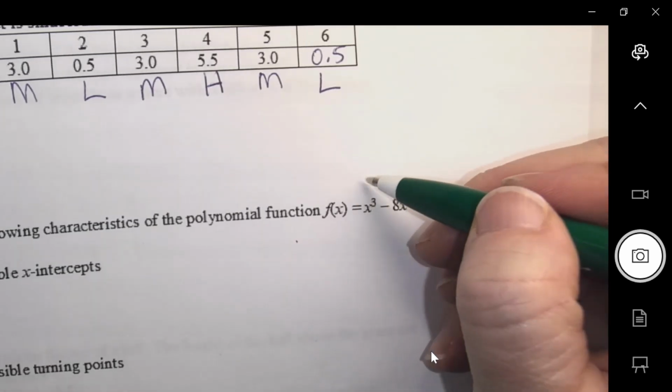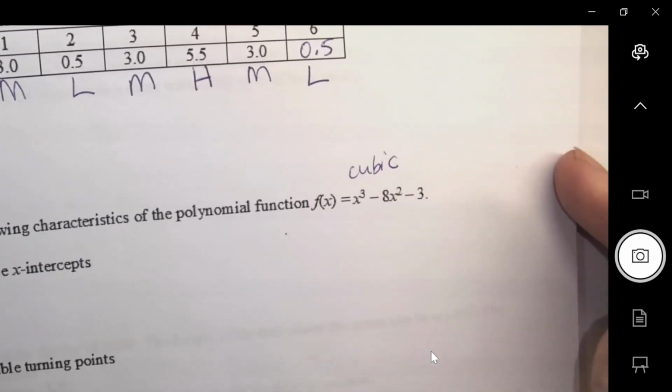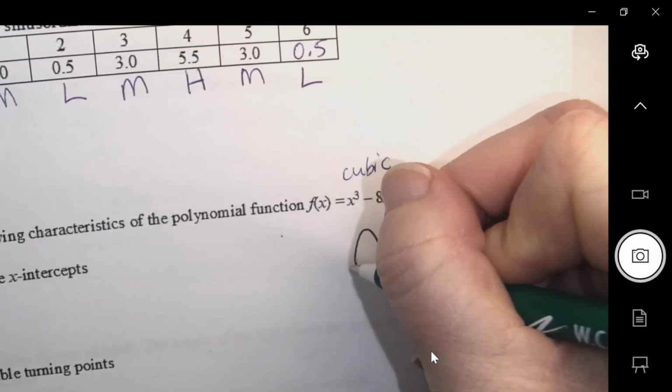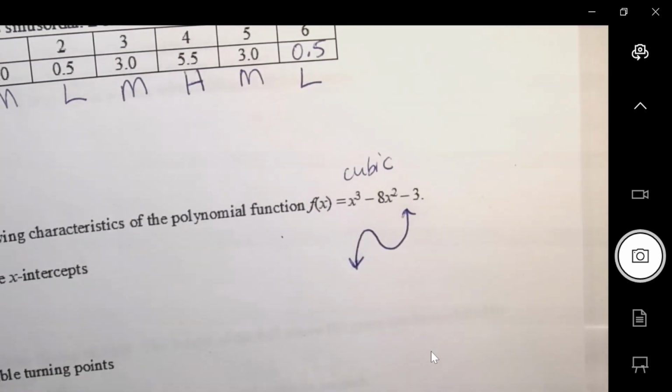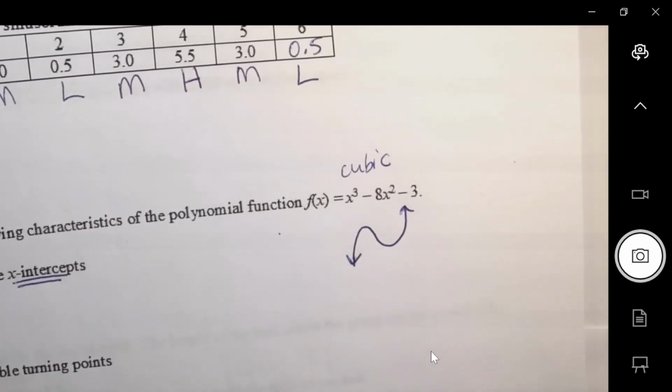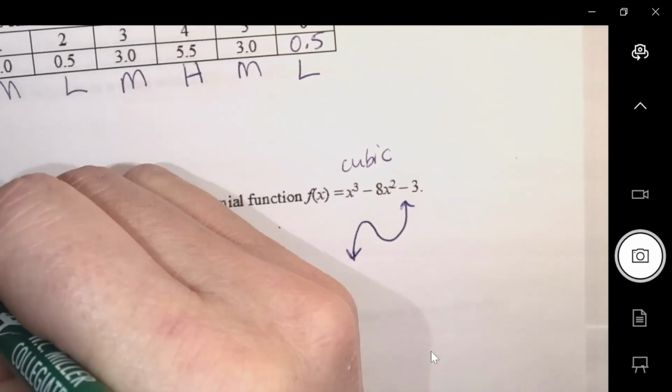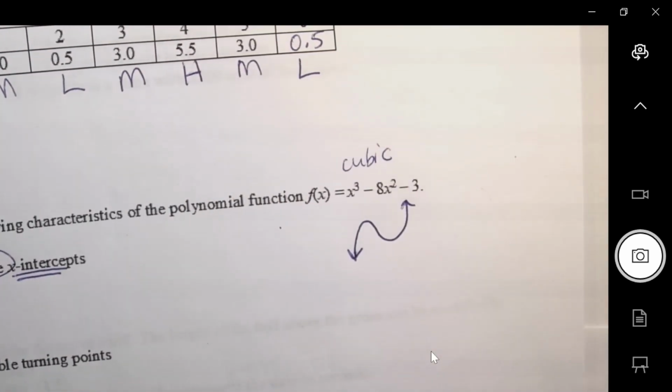Polynomial function. So this is a cubic. What is the general shape of a cubic? General shape of a cubic. How many x-intercepts could you possibly have? It's not how many you have, so you can't just graph it and say this is exactly how many I have. How many could you possibly have?